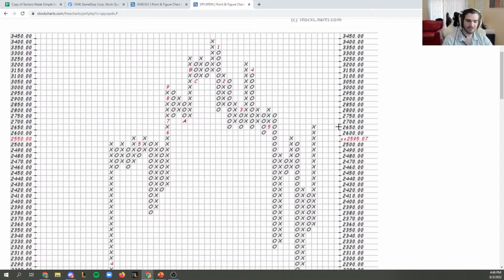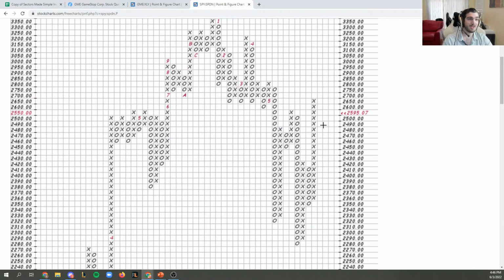Again, 2600 is not a price. It is a relationship, a ratio between the price of SPY and the price of SPDN. What's important is not the price, it's the direction. What we see is right now, we're in a column of X's. And right now, our most recent signal was a breakout, positive. So what this is saying is right now, the bulls, short term, are beating the bears. The bulls, long term, are beating the bears.